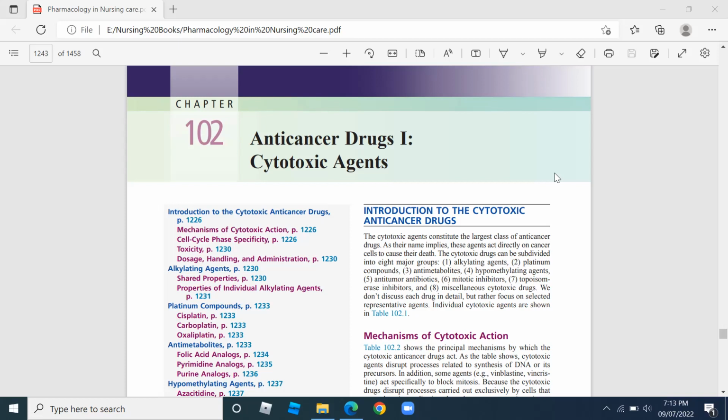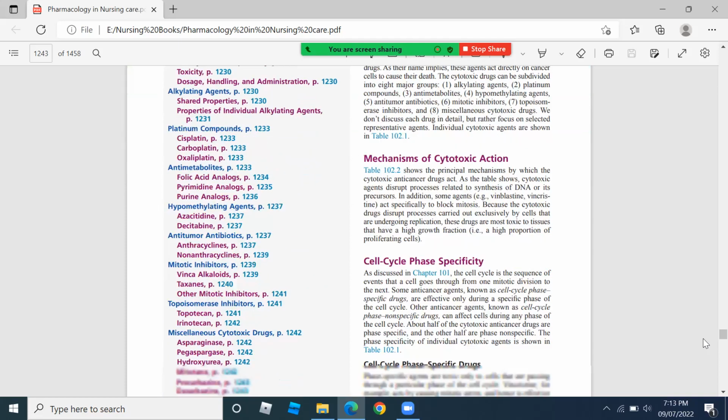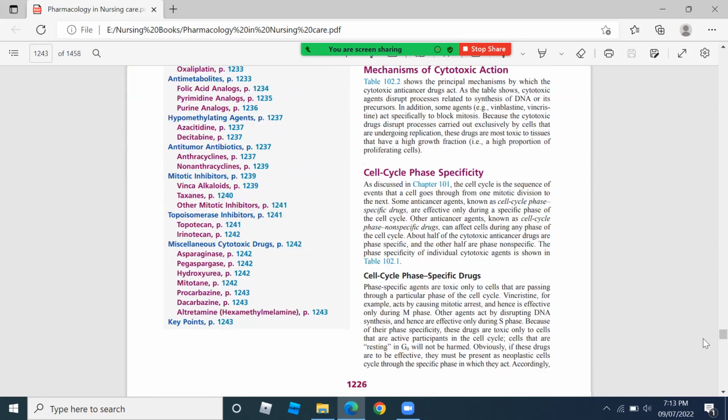These cytotoxic drugs can be subdivided into eight major groups: the alkylating agents, the platinum compounds, the antimetabolites, the hypomethylating agents, the anti-tumor antibiotics, mitotic inhibitors, topoisomerase inhibitors, and other miscellaneous cytotoxic drugs. Now, before starting the groups and the individual drugs of anti-cancer agents, we have to understand the mechanism of cytotoxic activity and the cell cycle phase specificity.